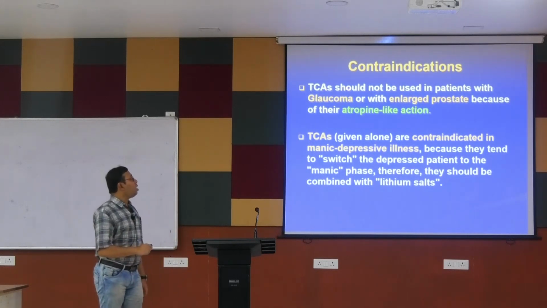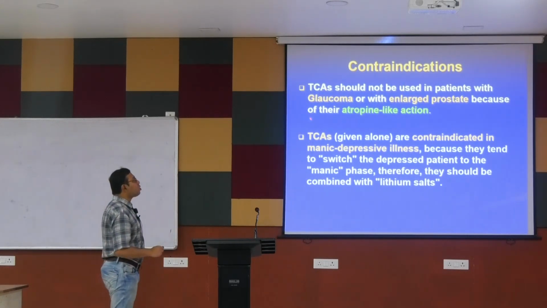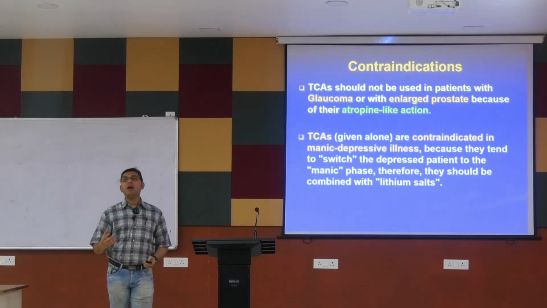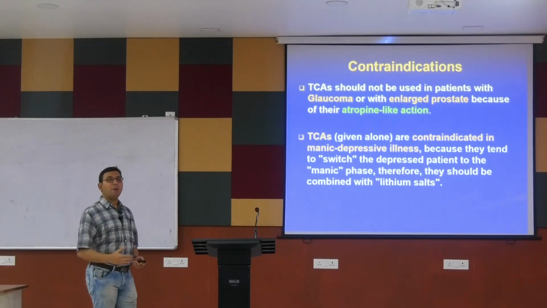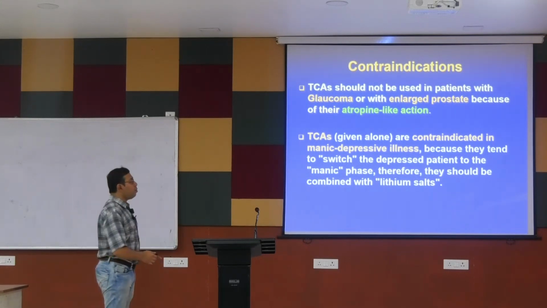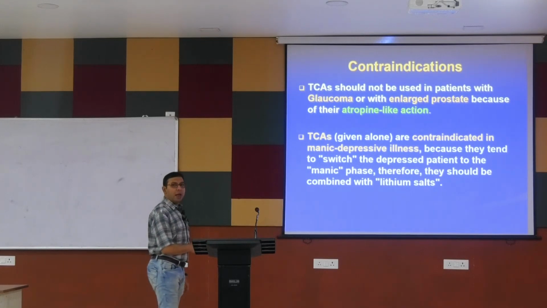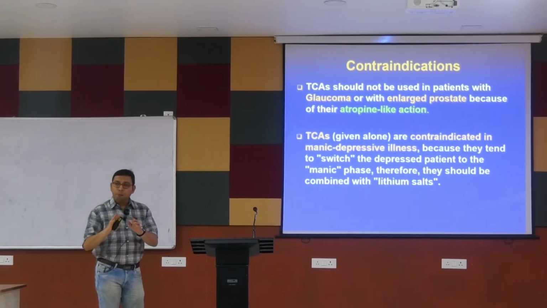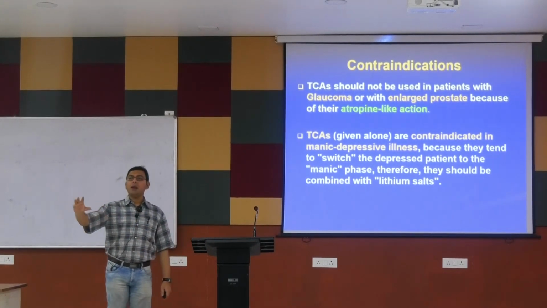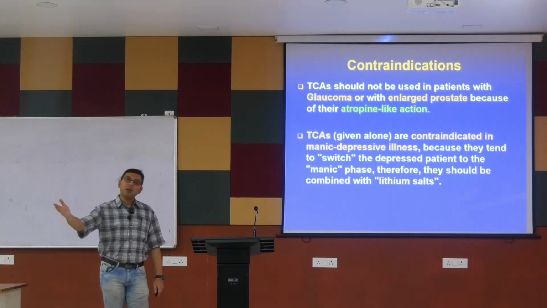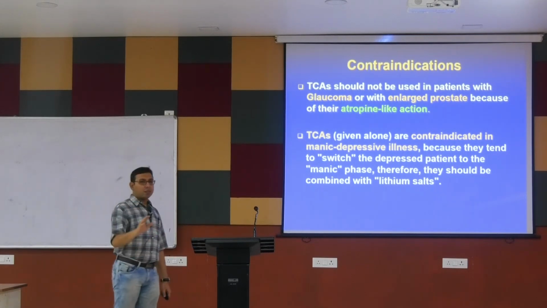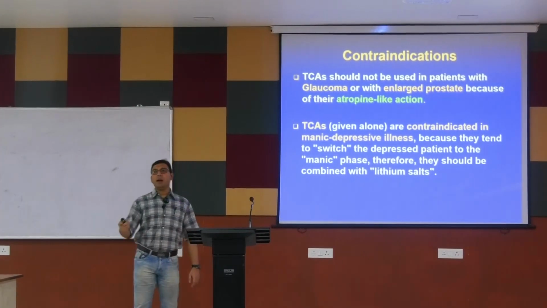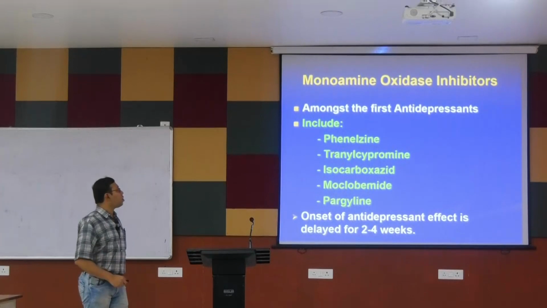Contraindications: tricyclic antidepressants should not be used in patients with glaucoma and with enlarged prostate, because there may be urinary retention, and with more urinary retention there may be anuria. Urine cannot come at all. This can happen due to their atropine-like action. These are contraindicated in manic depressive illness, that is bipolar illness. When there is bipolar illness and we are treating the depression, the patient ultimately goes into manic episodes. So that's the problem. For bipolar disorder, we have to use lithium salts. We will discuss this in the next class.